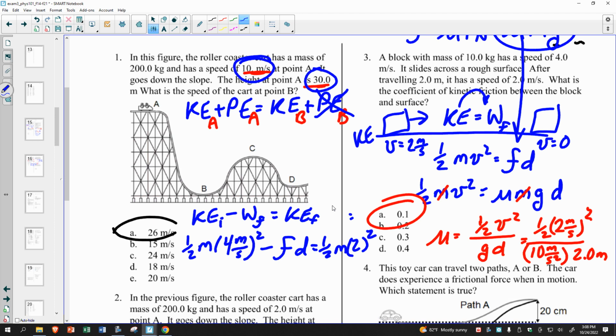But really, I start with some kinetic energy, which is 1/2 m times 4 meters per second squared, which is the initial speed, minus the work done by friction is equal to 1/2 m times the final speed, which is 2 meters per second. Then I do the same stuff that I did over here, but solving for mu. And then find that the mu is equal to 0.3. Is that what you said? 0.3. Okay? 0.3.